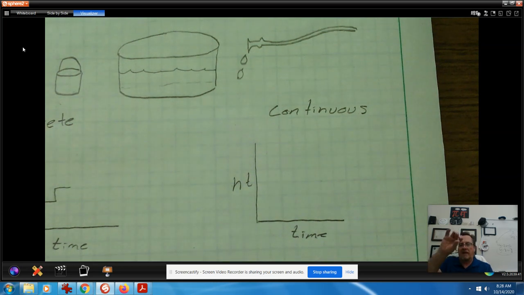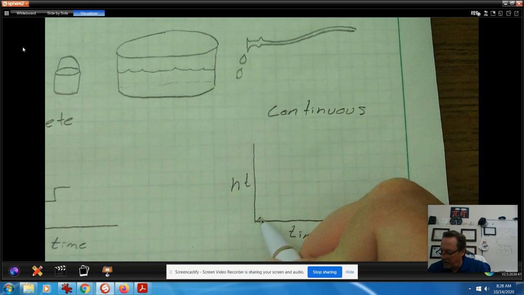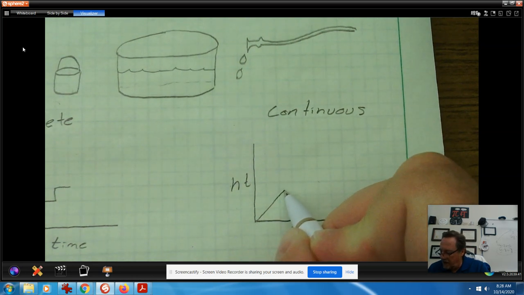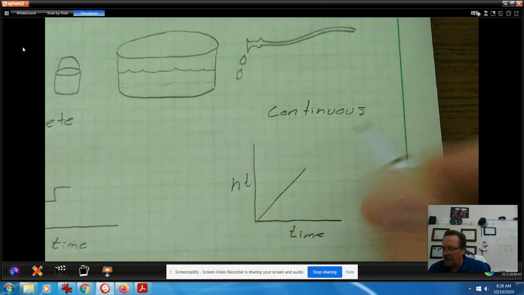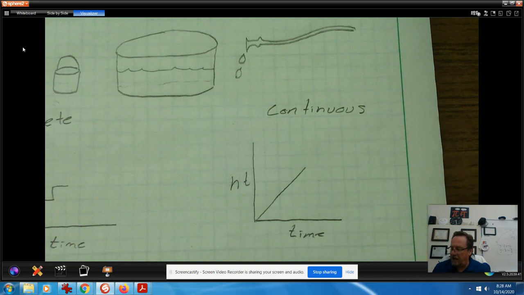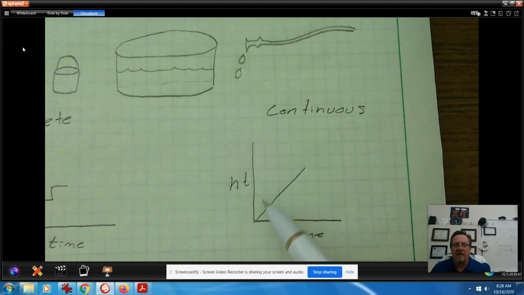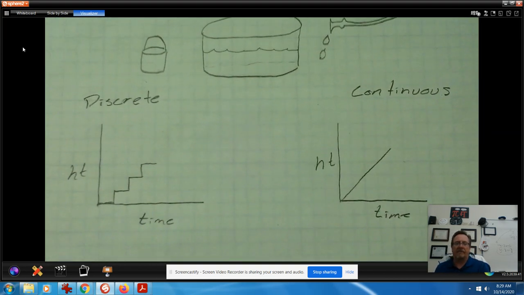I put that hose in, I turn the water on, and it goes from 0 up steadily until such time as I were to turn it off, right? But this idea of filling it or changing the height over time is going to look very linear, right? But there's no steps. It's just continuously filling with water. It's continuously getting higher in its water level. Look at the difference between the two of them.